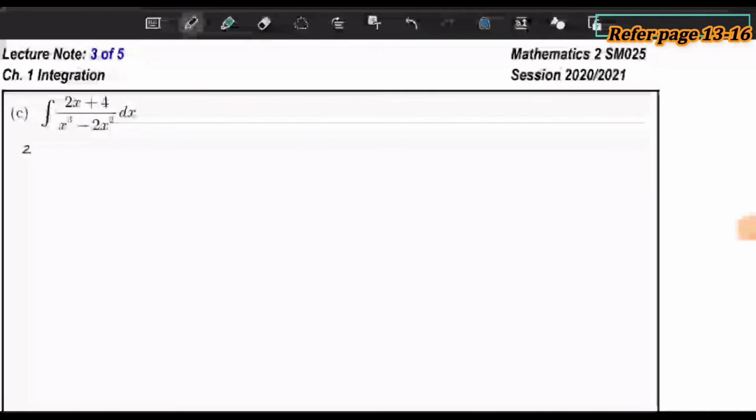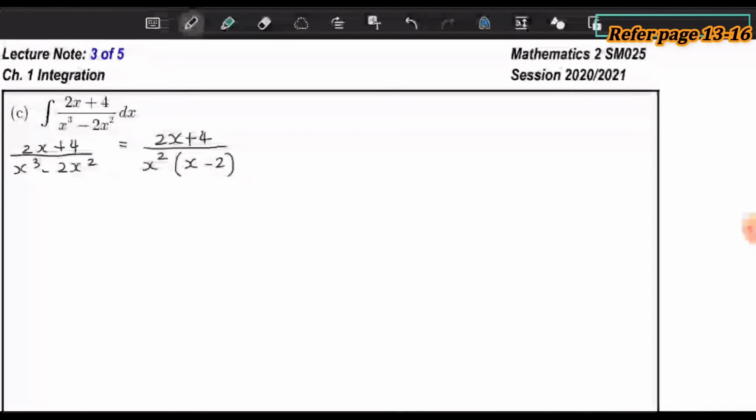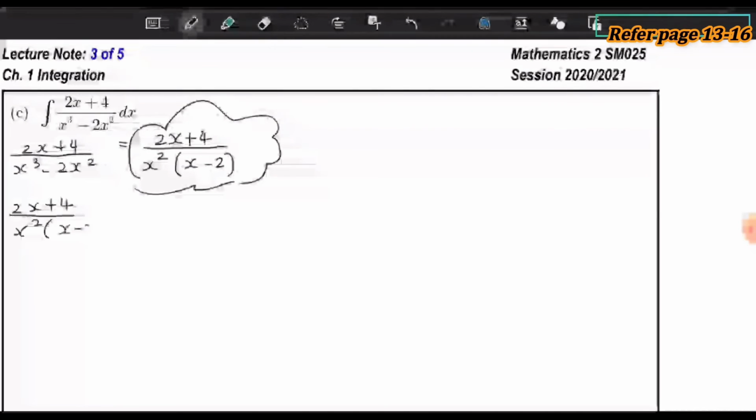Part C, 2x plus 4 over x cubed minus 2x squared can be written as 2x plus 4 over, we factorize x squared, bracket, we have x minus 2. Next, we proceed to partial fraction. So 2x plus 4 over x squared times x minus 2 equal to, x squared is a repeated linear factor, A over x plus B over x squared plus C over x minus 2.